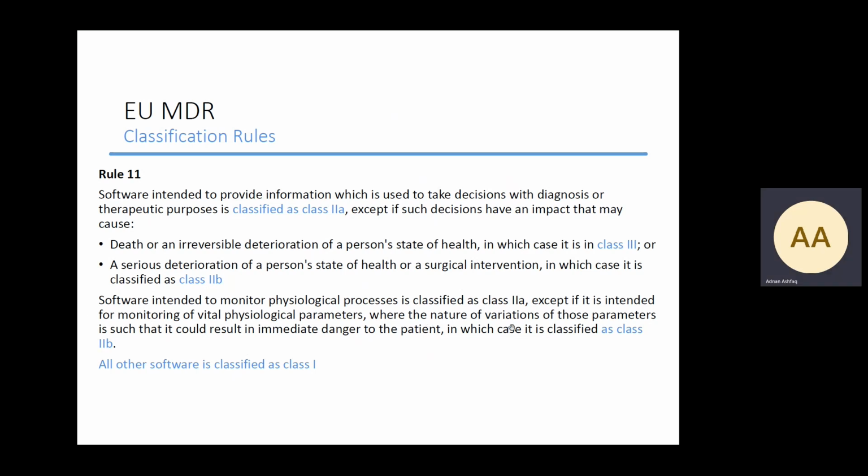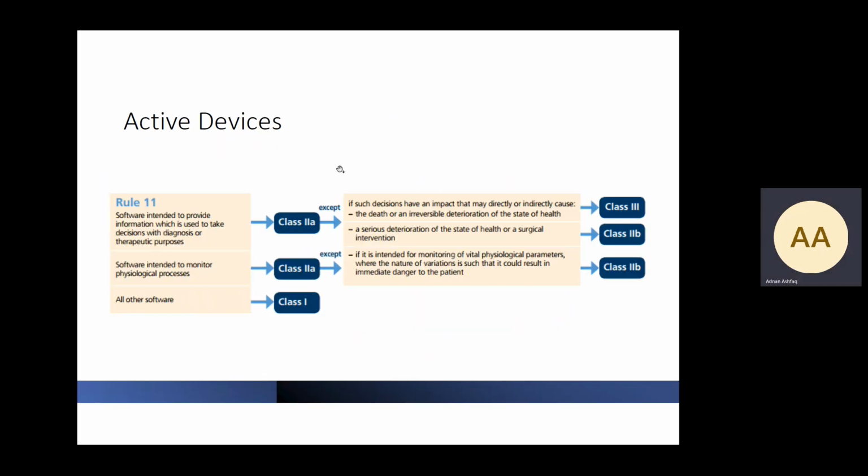And then finally, all other software is classified as class 1. And as I said before, I work with many companies, and in my experience of the last few years, it's become almost impossible to identify any software which is being developed as a class 1, because of this wording here, providing information. And this is illustrated in the same information, but in a different format. And of course, Rule 11 comes under active devices.